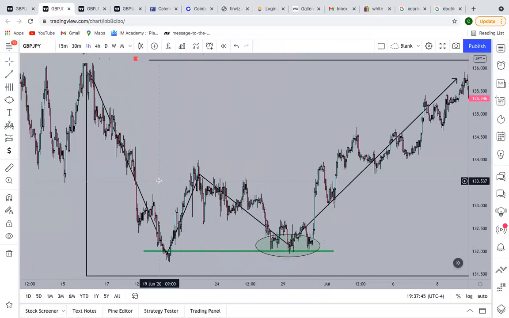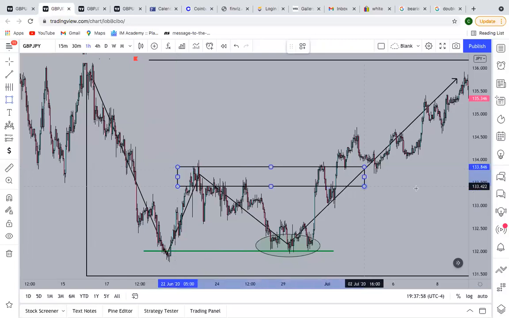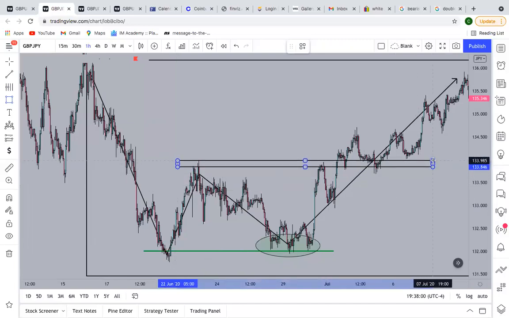The second way we could look to execute on this double bottom pattern would be off of the break and the retest of our neckline. So I'm just going to go ahead and draw on our neckline, which is basically this supply zone that was created inside of here, where I know price made this big drop to the downside.